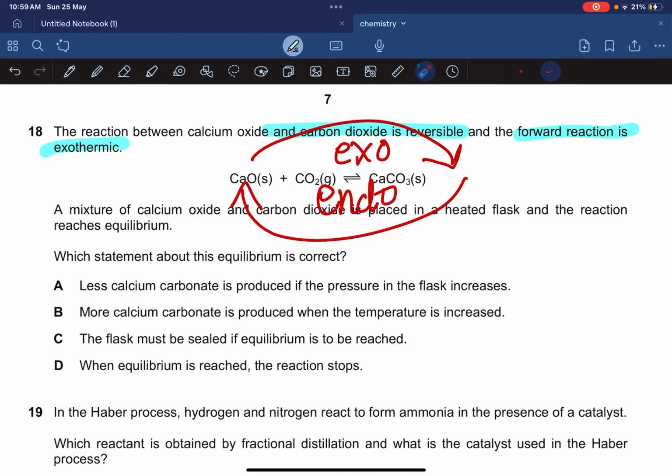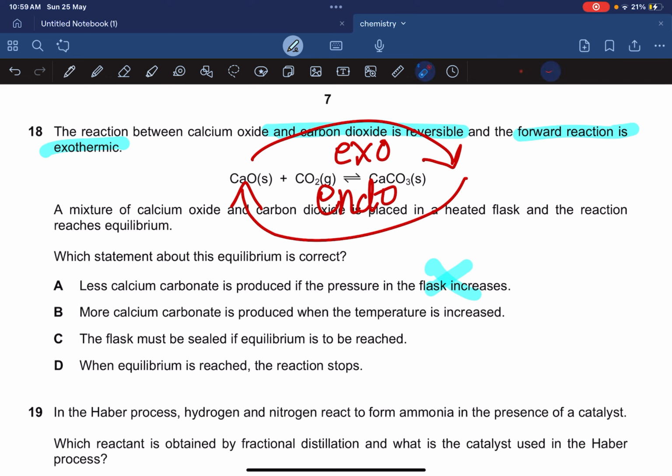Let's see option A, which says less calcium carbonate is going to be produced if the pressure of the flask increases. For pressure, you have to look at the moles of the gases. This is solid, so you don't look at these moles. Because it's a solid, you only look at the moles of the gases. So one gaseous mole on the reactant side, one gaseous mole on the product side. So equal moles, hence no effect of pressure.